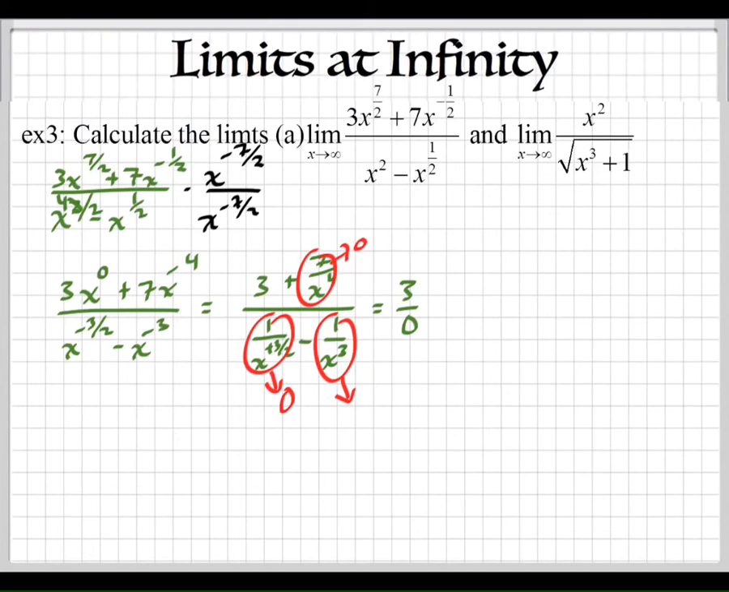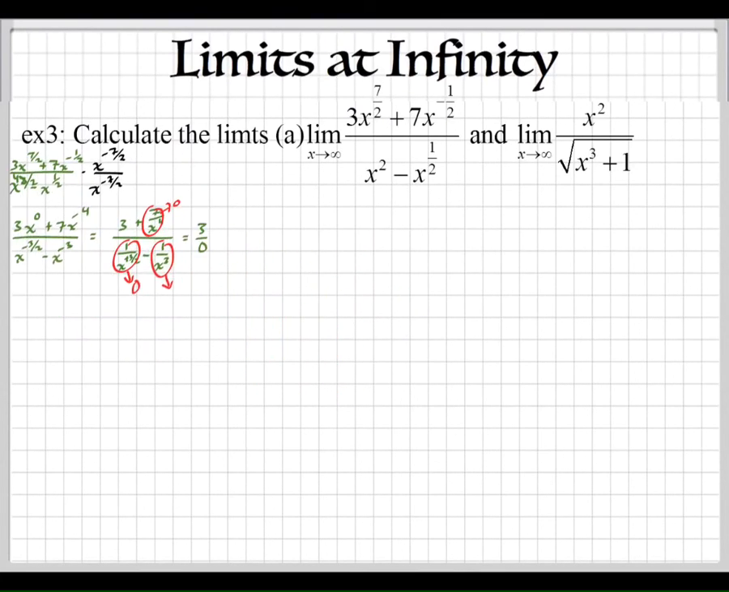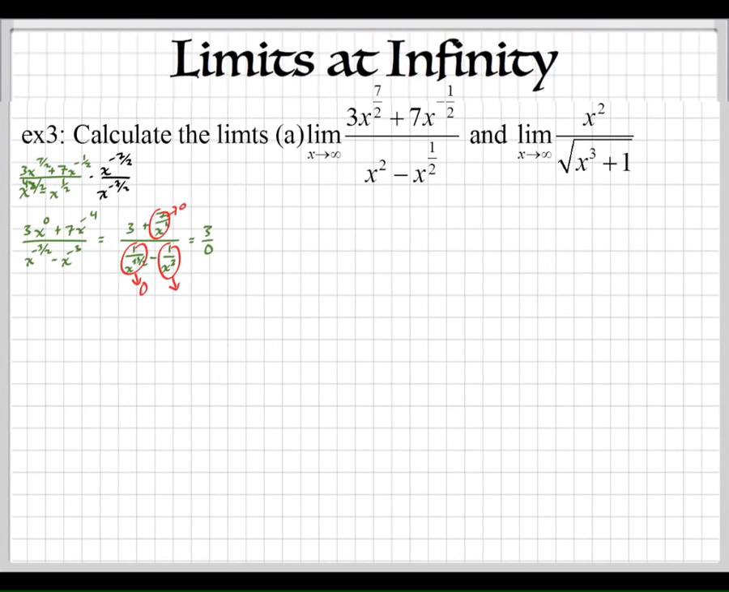So what else can we do? The second highest one? Let's try it. Okay, I'm going to shrink this up a little bit and then continue on. Okay, let's rewrite it. 3x to the 7 over 2 minus 7x to the negative, they did it again, and on the bottom we have x squared minus x to the 1 half.